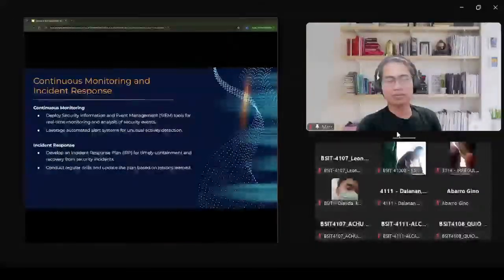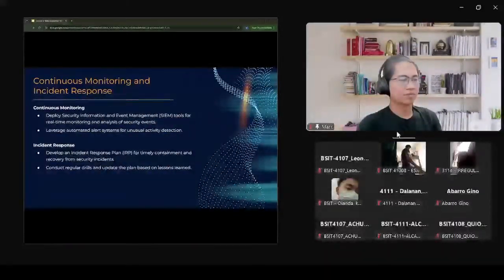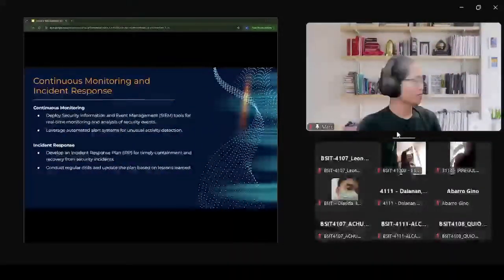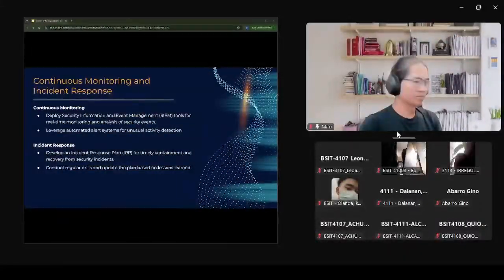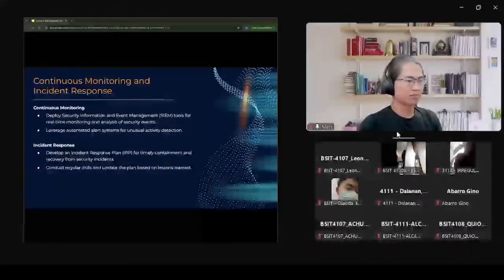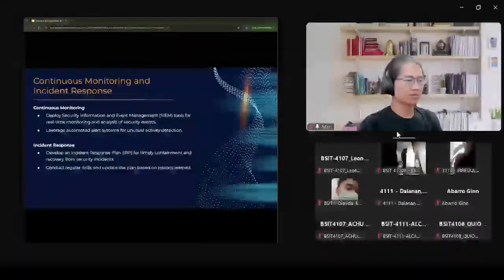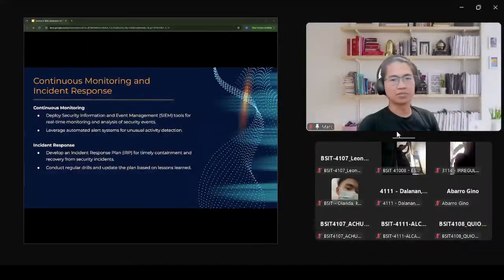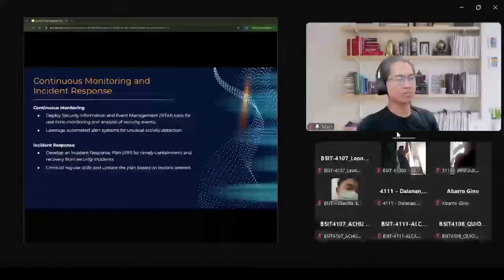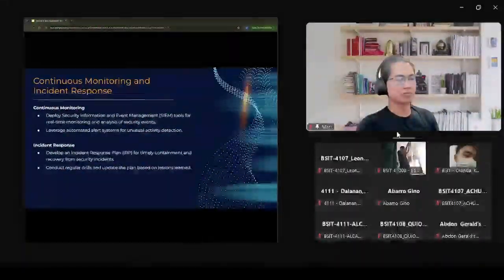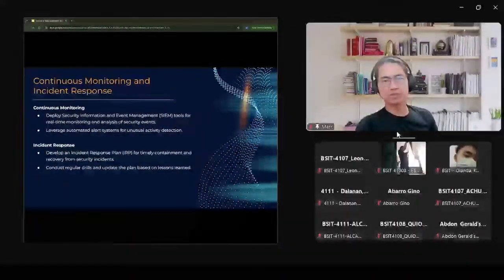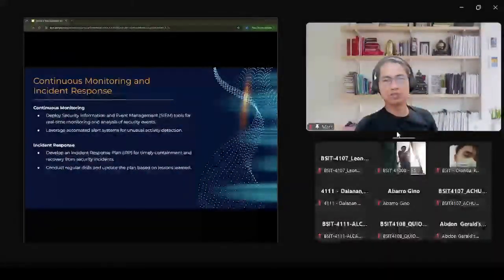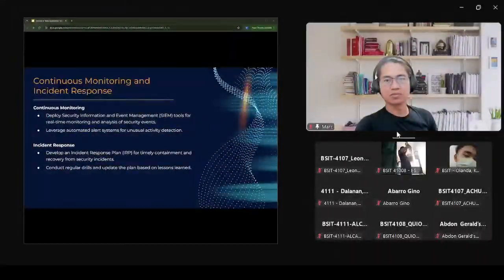Next, we move on to continuous monitoring and incident response. In today's interconnected world, ensuring the security of your systems isn't a one-time effort. It's an ongoing process. To truly safeguard your web applications and infrastructure, you need to focus on continuous monitoring and have a well-prepared incident response plan in place. Let's dive into these critical aspects of modern cybersecurity.